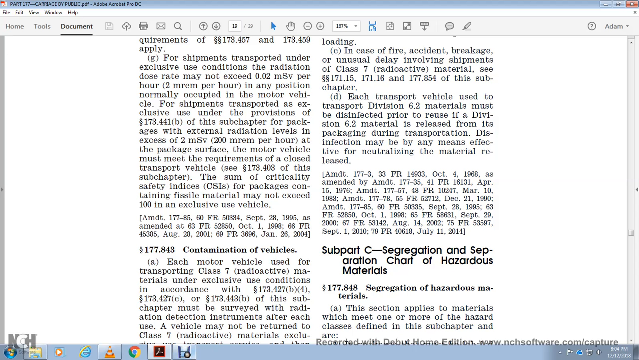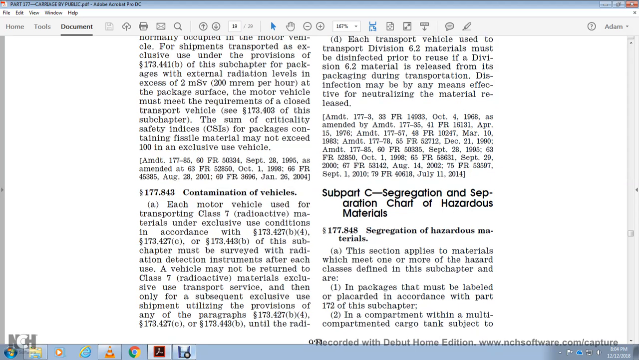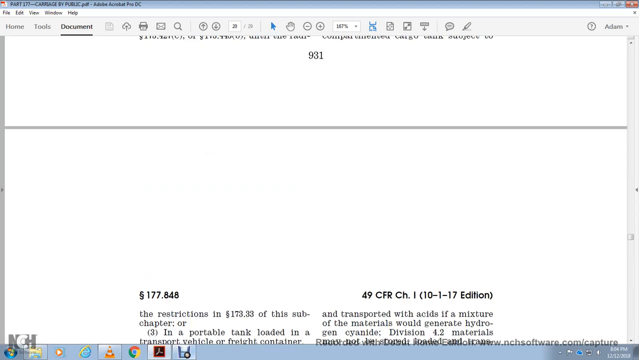Let's define subchapter R. When packaged, it must be labeled in accordance with part 172 of the subchapter. Compartment with a multi-compartment cargo tank is subject to the restriction in 173.33 of the subchapter.